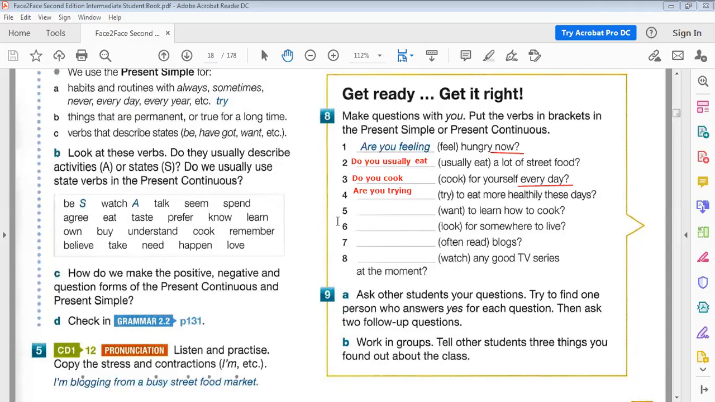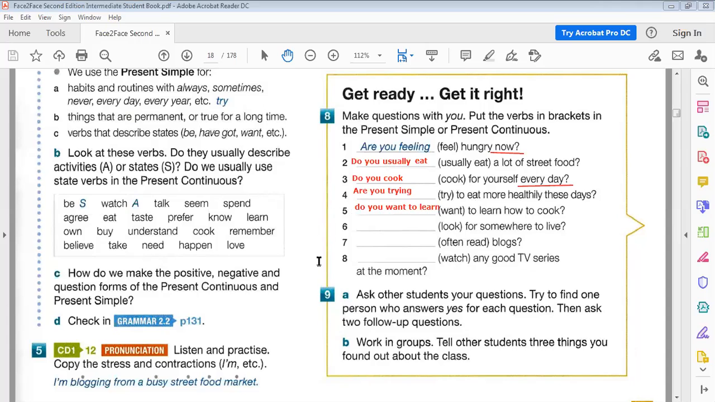All right, okay. Number 5, Najat, what about this one? Do you want to learn how to cook? I think this one is kind of straightforward. Do you want to learn? Okay, Sana, next one.